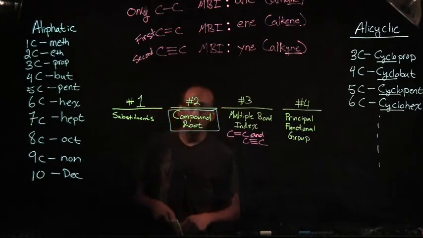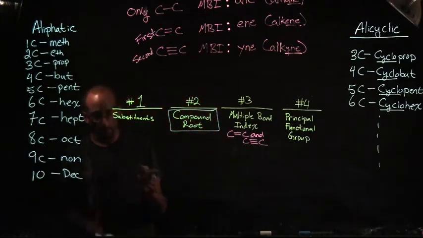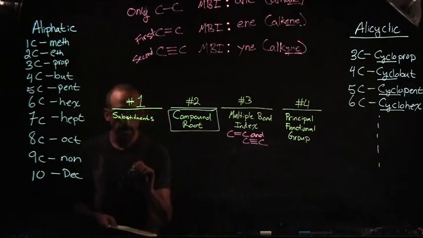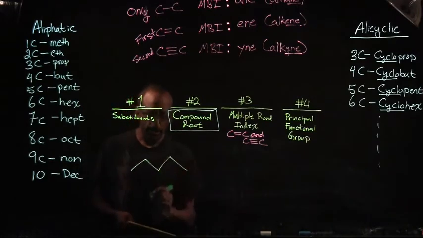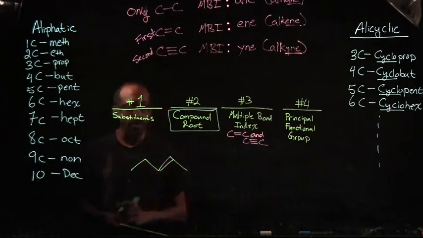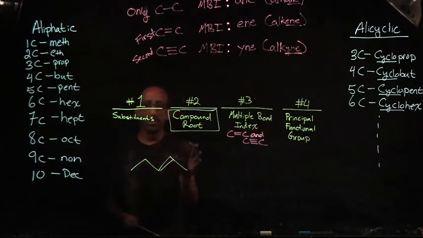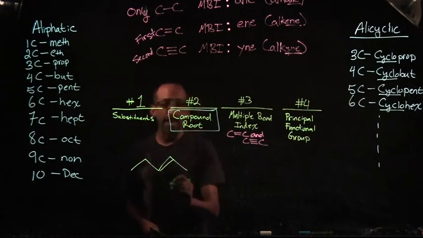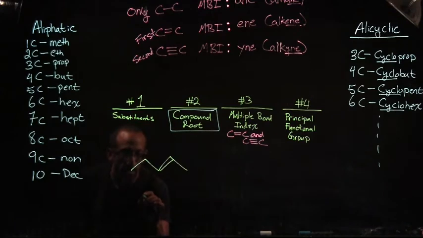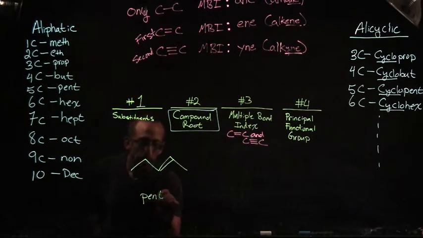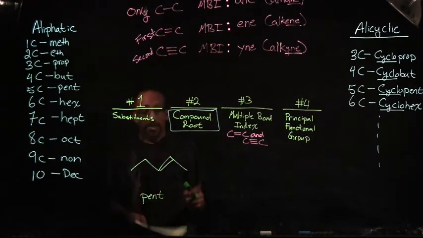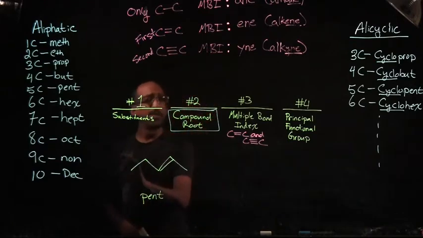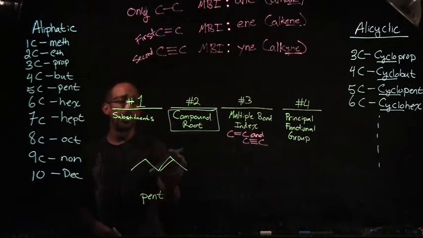Okay, so compound root and multiple bond index for this molecule here. The first thing we notice is that we have 1, 2, 3, 4, 5 carbons in this molecule, and so we know that our compound root is going to be pent. The next thing we need to do is determine our numbering to decide what position this double bond is at.